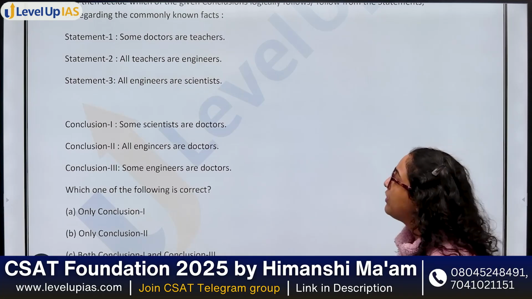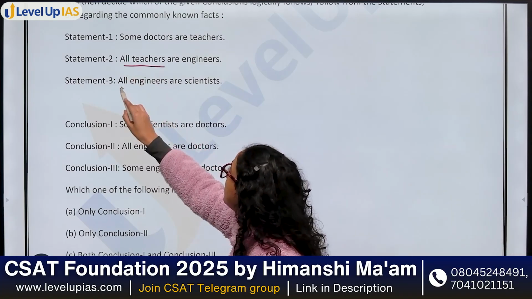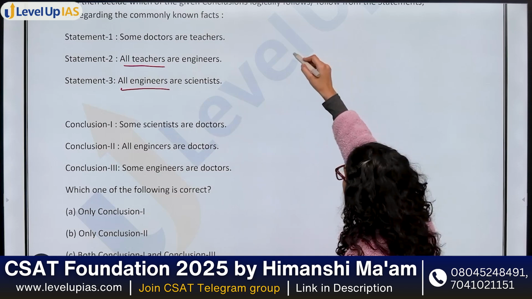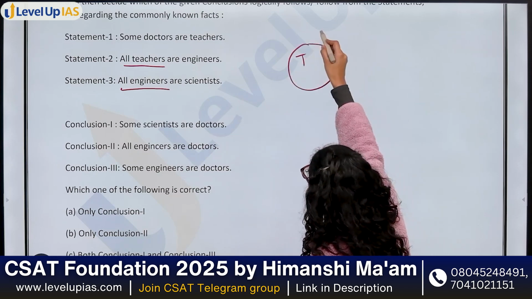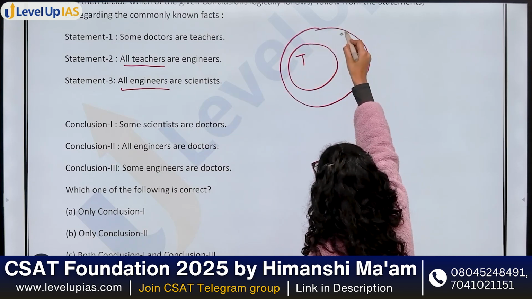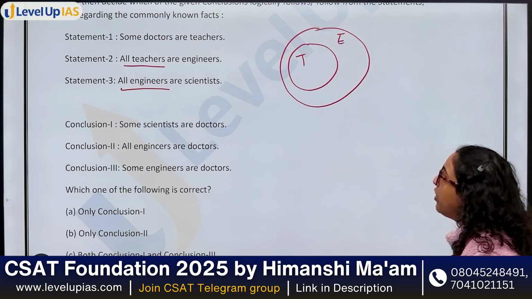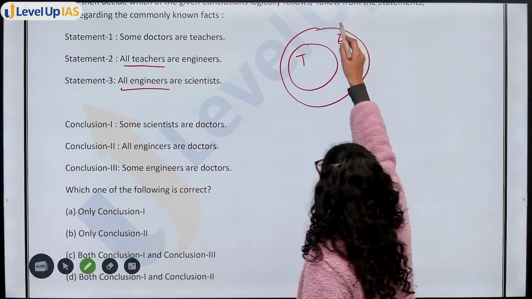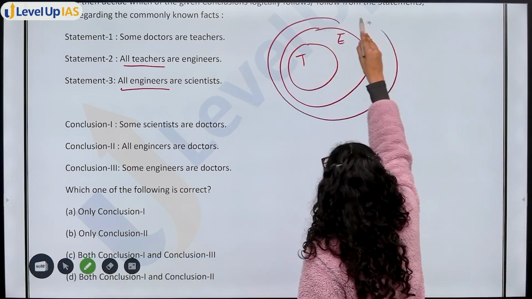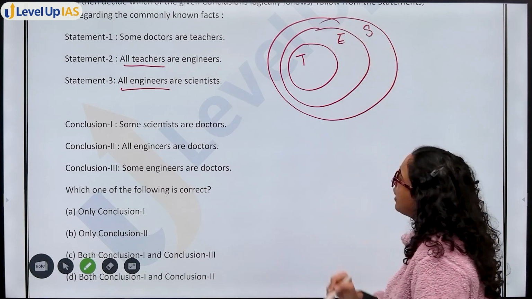Now again we will start with all statements. Okay? All teachers are engineers. So this is teachers. All teachers are engineers. This is engineers. All engineers are scientists. All engineers are scientists. This is scientists.